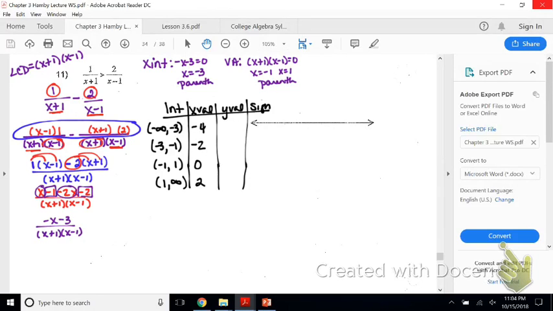But remember, what I didn't show was right up here, when I moved that fraction over, it made it greater than 0. So I'm looking for greater than 0, which means I'm looking for my positive values. So wherever my sign is positive, those intervals will be my solution.